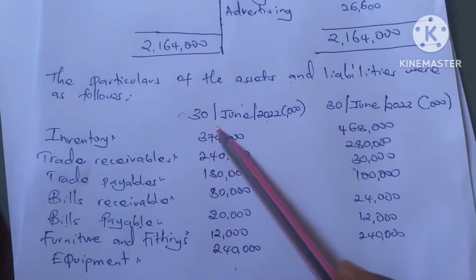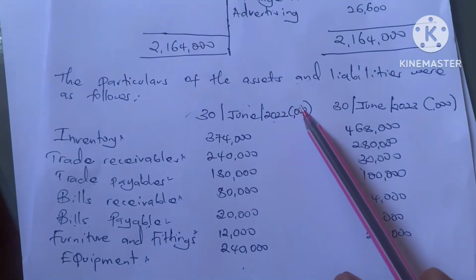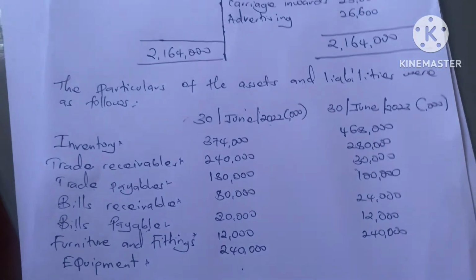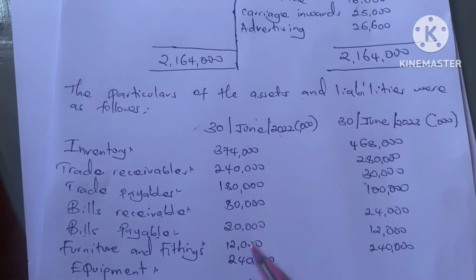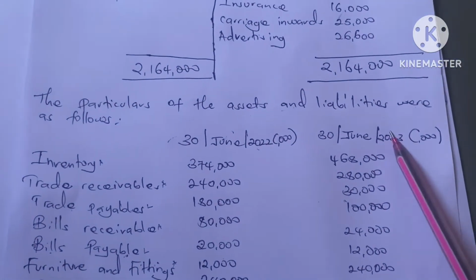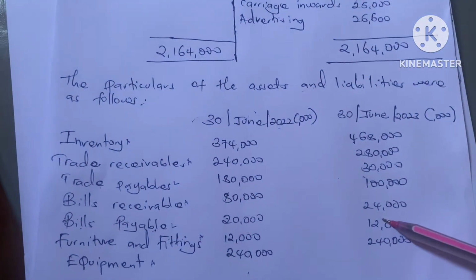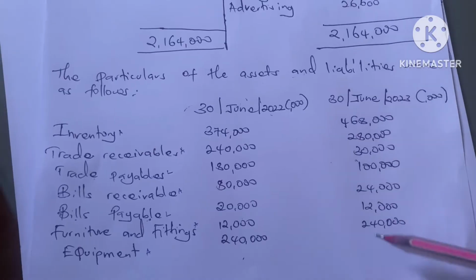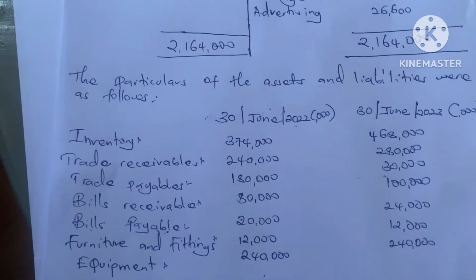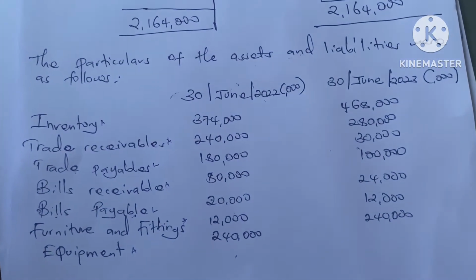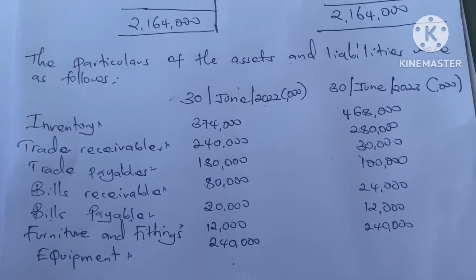We have on 30th June 2022, their year runs from June to June. So 30th June 2022 was the beginning of their financial year, then 30th June 2023 was the end of the financial year. So these are the opening balances, these are the closing balances. In this one we do not have the opening capital, so it means that we shall need the statement of affairs to determine the opening capital.